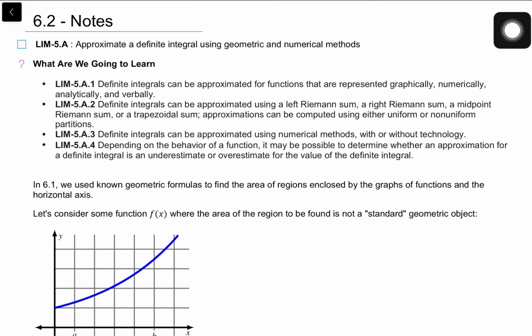Welcome to the 6.2 Notes in AP Calculus. Our goal in this video is to approximate a definite integral using geometric and numerical methods. If you'd like to pause the video, you can see what we're going to learn.